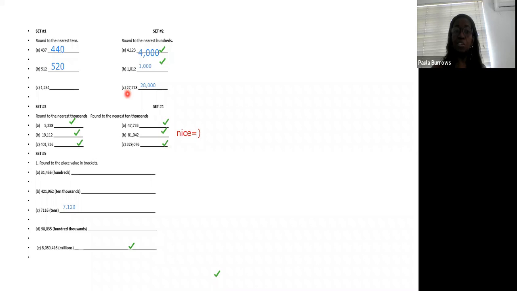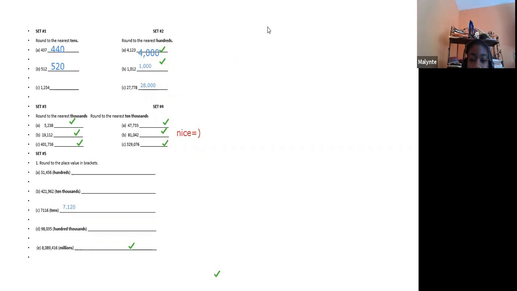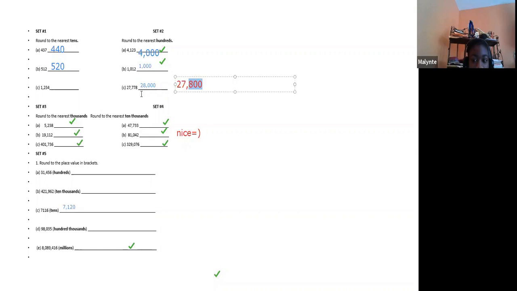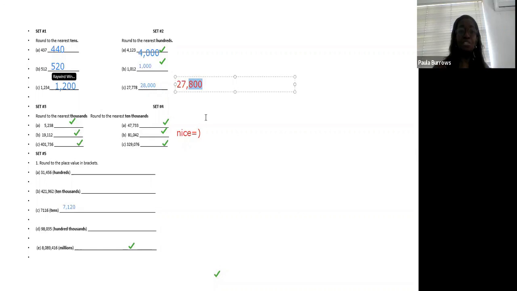So if I rounded 27,778 to the nearest hundreds, what should you have gotten? Anyone? 27,800. Very good. And think about the answer. You're rounding to the nearest hundreds, so this is the part that's affected in the rounding, the hundreds. Okay, so this looks like a number that you attempted to round to the nearest what? Thousands. Okay, so you want to be careful there, but good try.